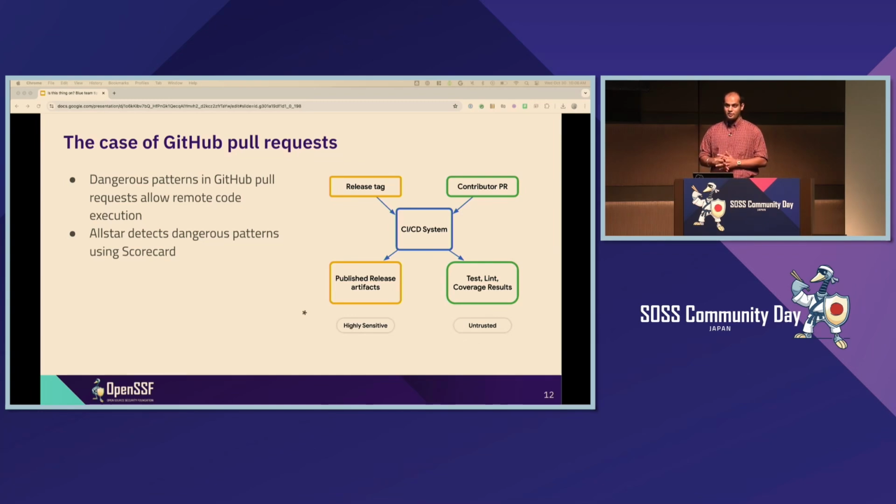Because Scorecard Action can respond to webhooks, blue teams can use the action to shift detection to the left so that we catch the dangerous workflow patterns before they're even merged. Allstar can also detect these patterns, but again, there's the benefit of catching them earlier as opposed to catching them as a continuous scan.